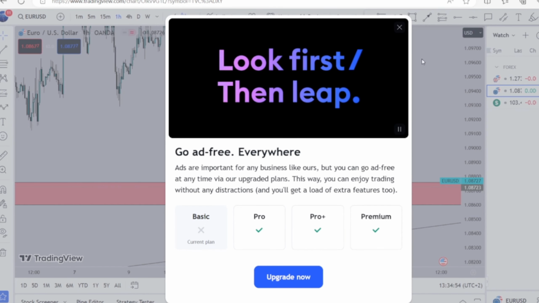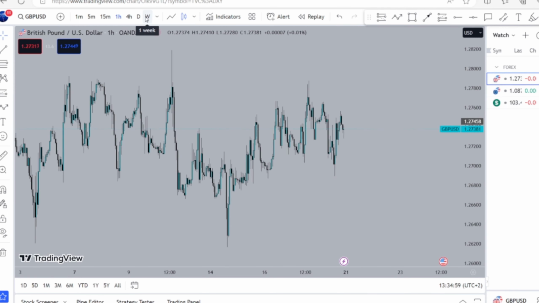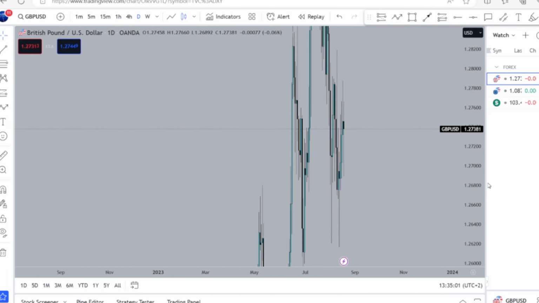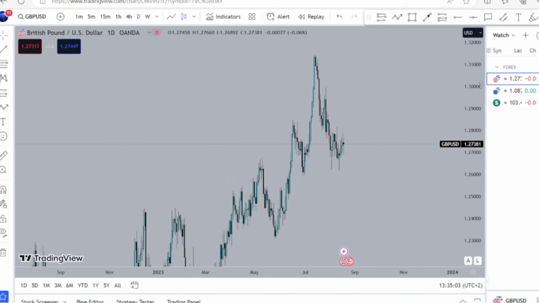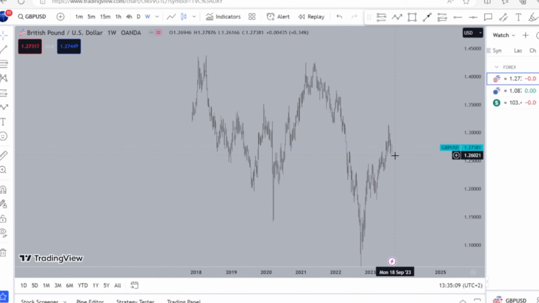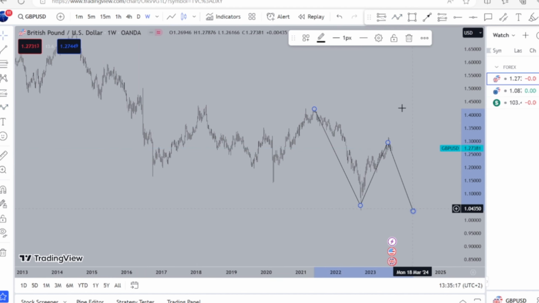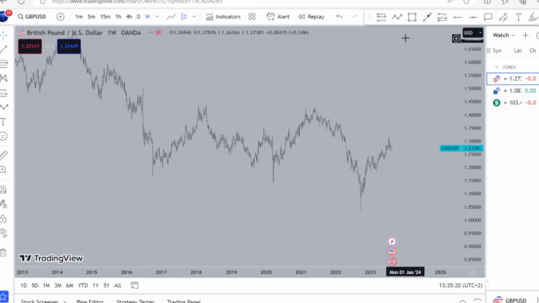Go into the GBPUSD, starting on the daily. Let's start on the daily. Okay, let's start on the weekly. Same thing on the weekly, right? We were in a strong push downwards, then this could be a pullback, then heading down again. But that's just speculation.